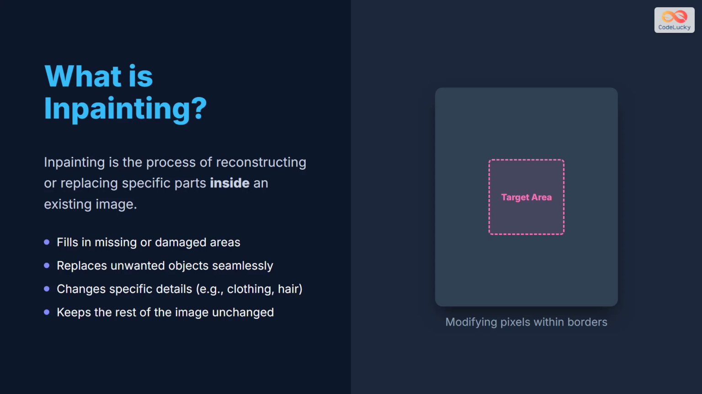First, let's talk about inpainting. Simply put, inpainting is the process of modifying content inside the borders of an image. Imagine you have a photo, but there is a missing piece, or perhaps an object you want to remove. Inpainting allows the AI to look at that specific area and fill it in with new pixels that match the surrounding environment perfectly.